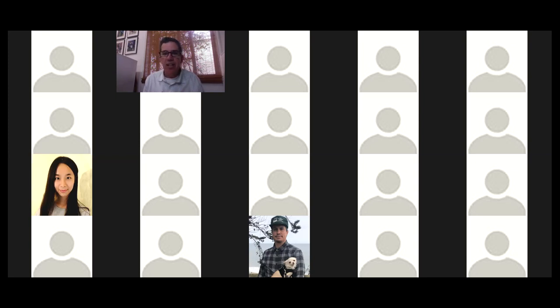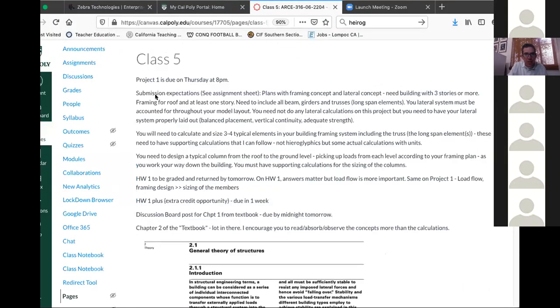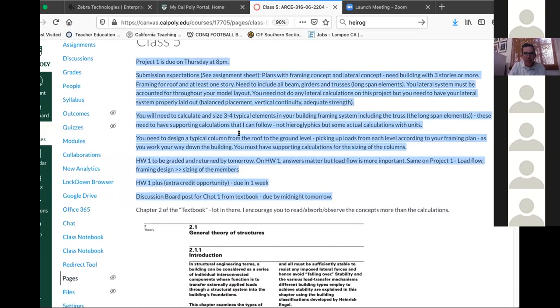Like I said, go ahead and take a look at the class 5 page on Canvas. That'll make sure you're aware of what's due at the submittal for project 1. Let me just go back one sec here to share that again. I talk about that on our class page, going over what needs to be submitted. Just go ahead and look at the assignment sheet again.